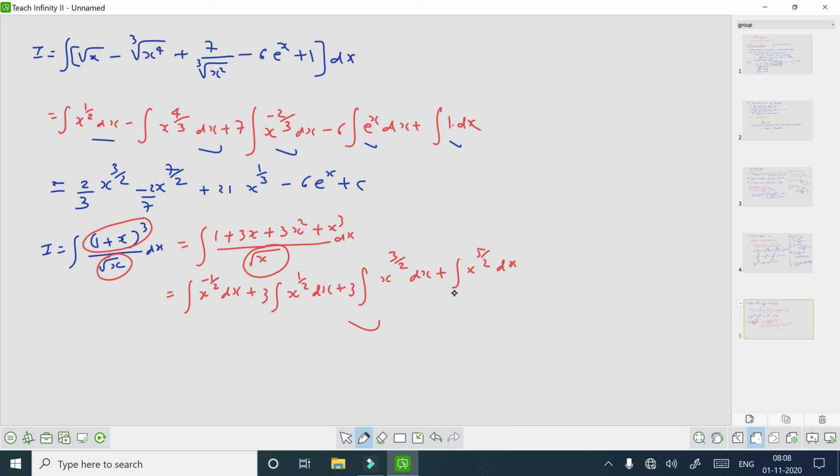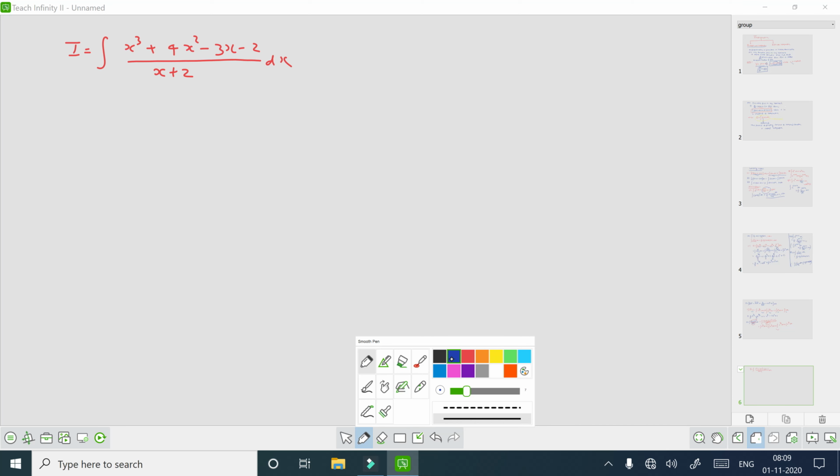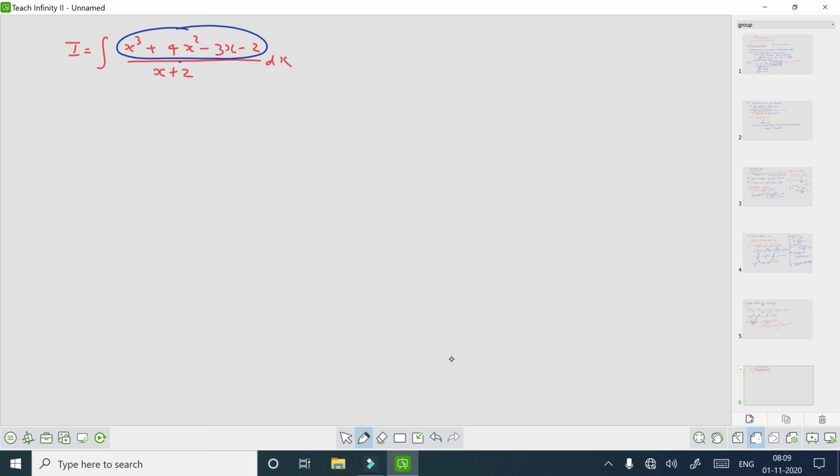Next one, please see here. I is equal to integral of x cube plus 4x square minus 3x minus 2 upon x plus 2 dx. Dear friends, now see here. The numerator is a cubic polynomial. Denominator quantity is a linear polynomial. Keep one thing in mind.